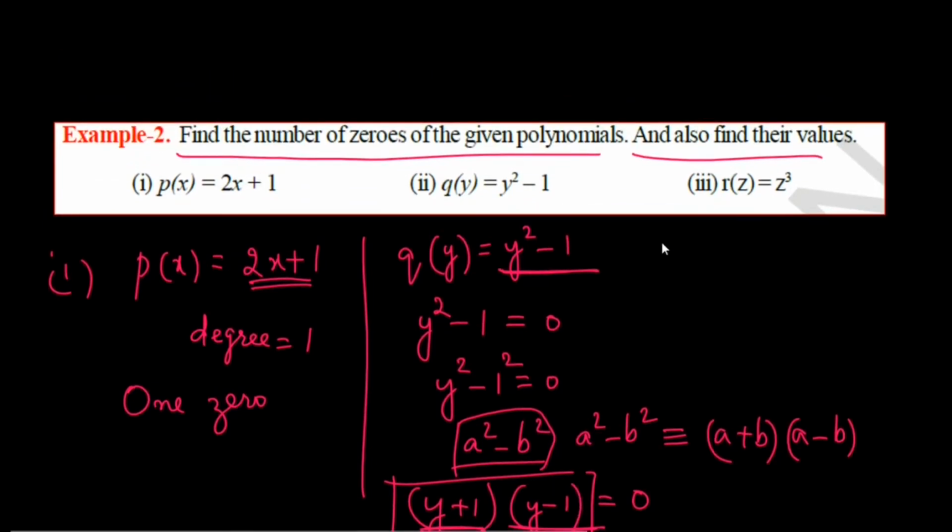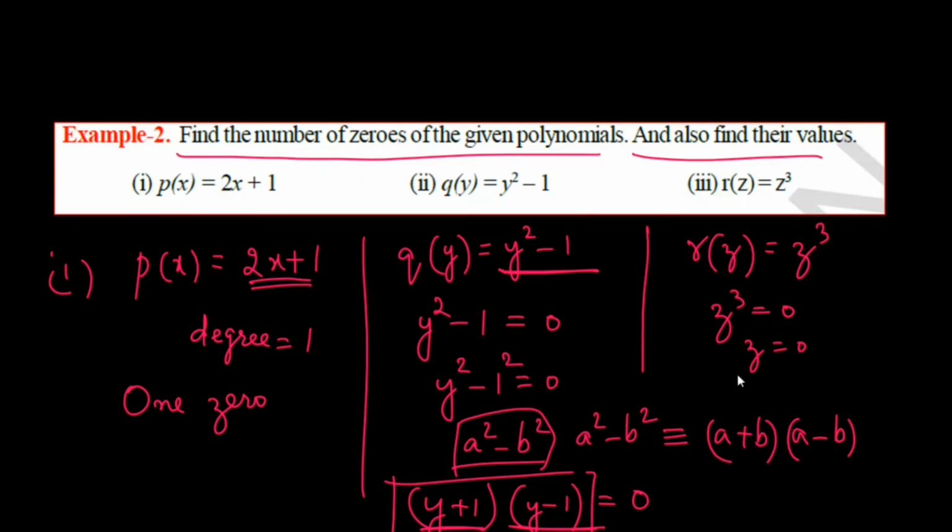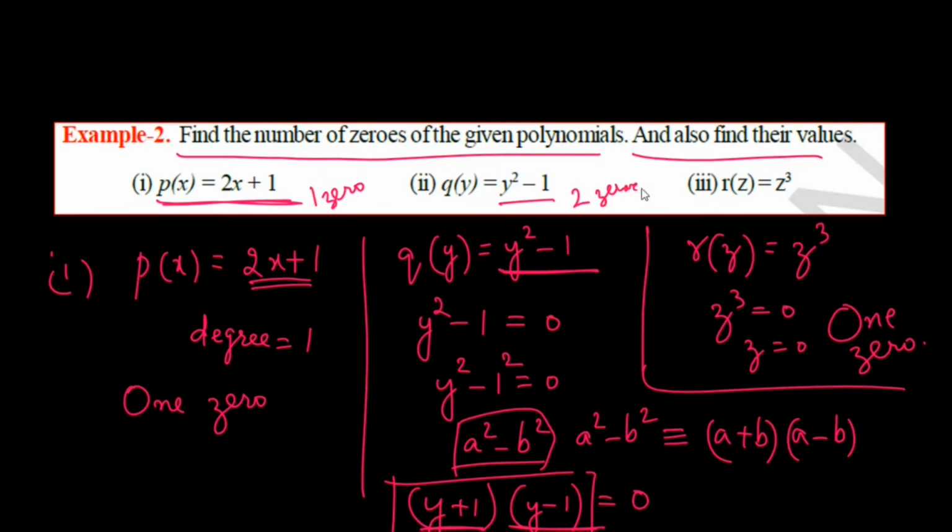The third one, r of z is equal to z cube. We can equate z cube to 0 to find the zeros of this polynomial. We will get z is equal to 0. So only 1 zero. So here in first one we will get 1 zero. Here we get two zeros. Here we get 1 zero.